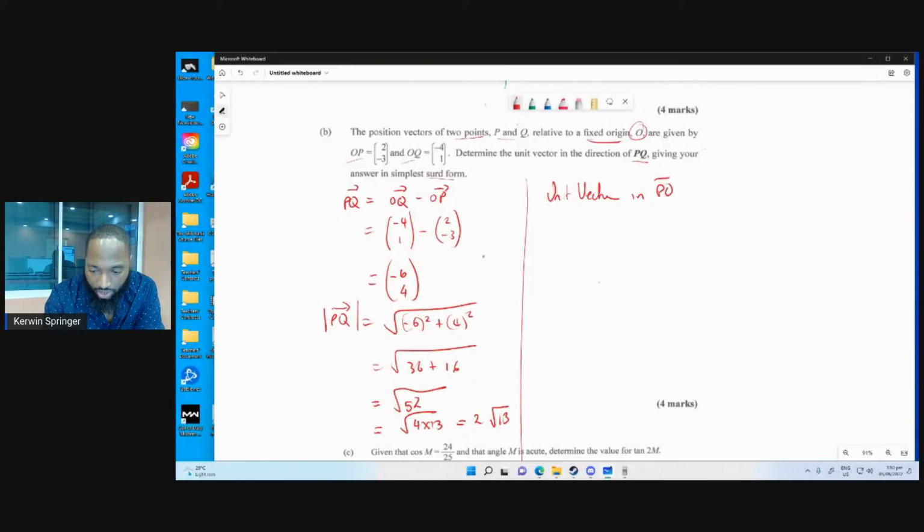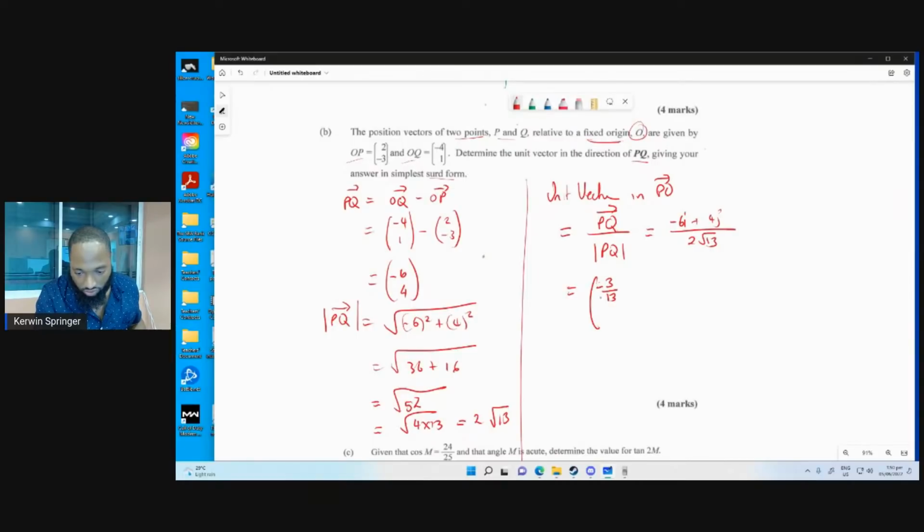And therefore, the unit vector PQ would be equal to PQ divided by the magnitude of PQ, which is... you need to just divide these things by that. So this will be negative 6i plus 4j, I'm just writing it like this for now, over 2 root 13, which in the end will break down to be negative 3 over root 13 and 2 over root 13.